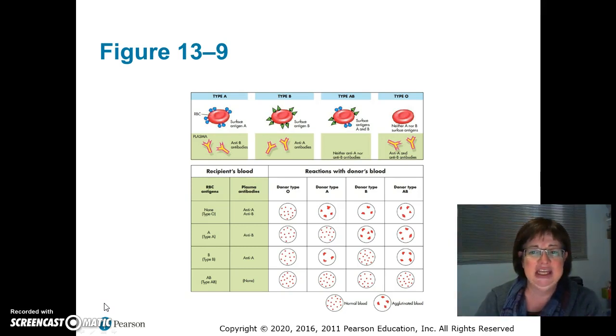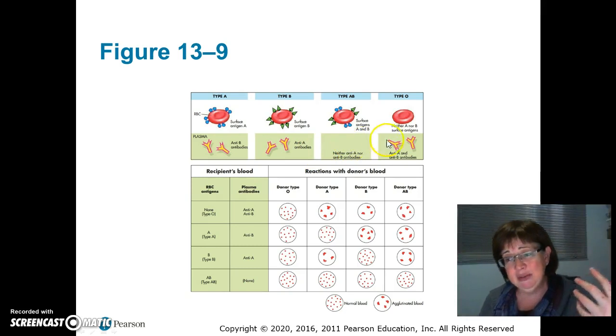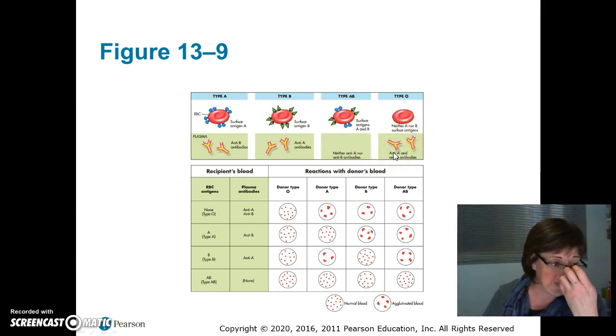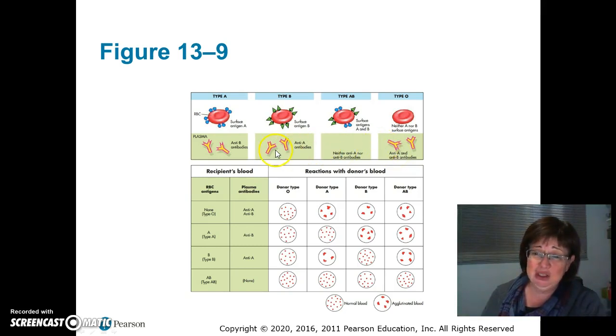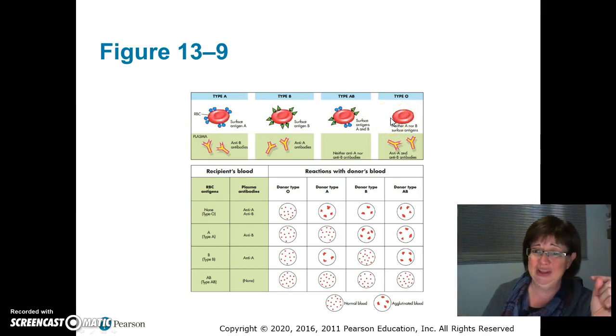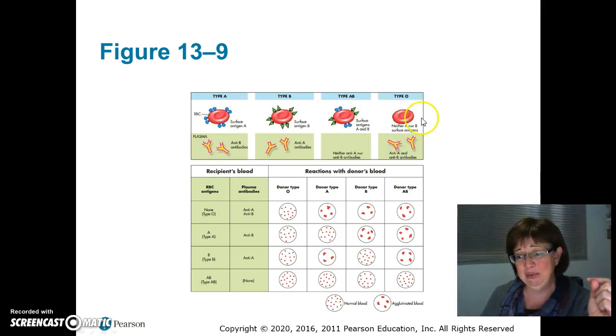Now, in the plasma is the antibodies, or the anti-whatever bodies. So the type A, as you see here, has anti-B antibodies. Type B has anti-A antibodies. Type AB has no antibodies, and type O has both antibodies. So, in order to have agglutination, which is a fancy word for clotting, you must have an antigen on a cell reacting with the same type of antibody.